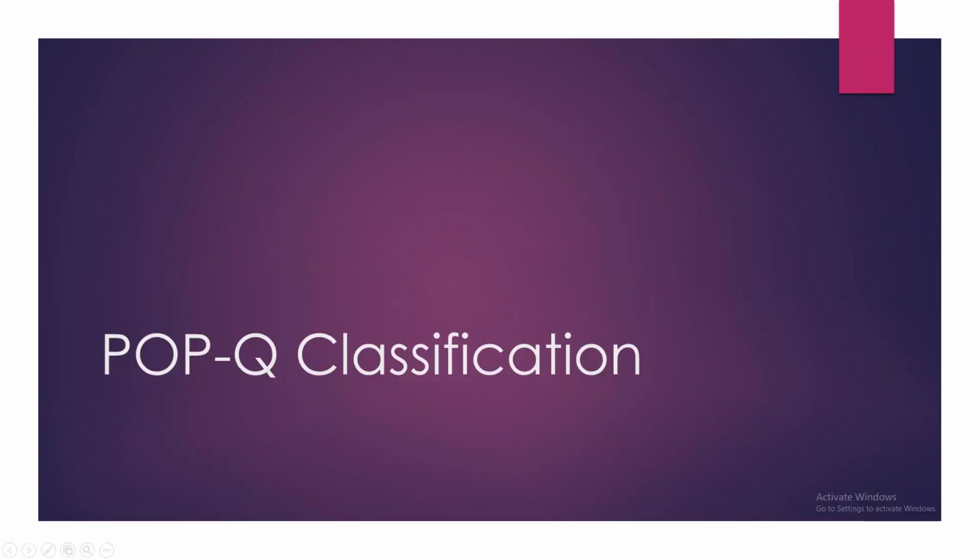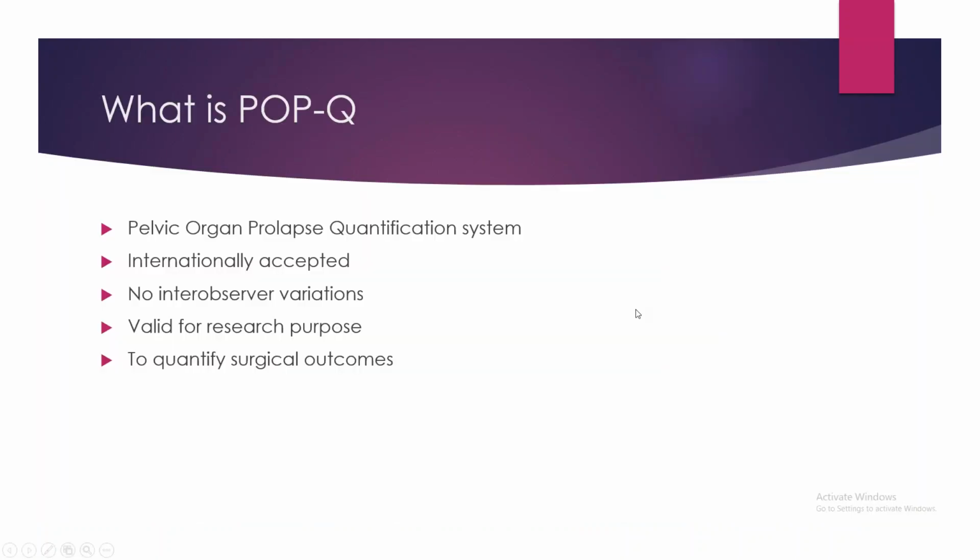Okay, no doubts, so we will go to the POPQ classification now. What is this POPQ? It is the pelvic organ prolapse quantification system. The advantages are that it is internationally accepted. It is an objective assessment, so there is no inter-observer variation. It is valid for research purposes, and it is used to quantify surgical outcomes also. So these are the advantages, because it is not subjective but objective assessment. We are going to measure it.